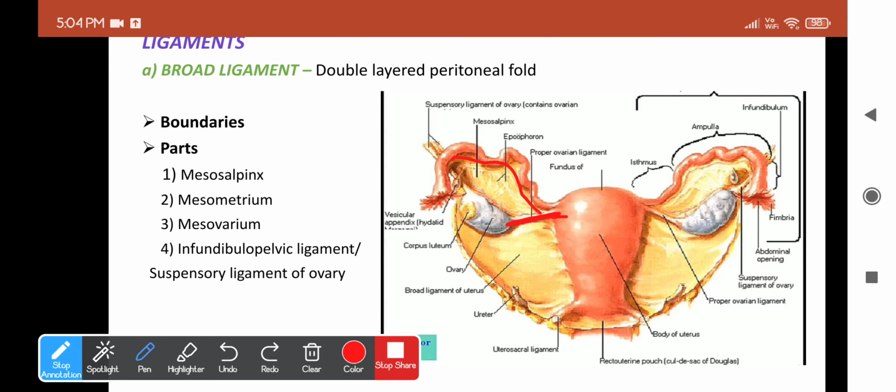This ovarian ligament will connect your uterine pole of the ovary, or the lower pole, to the cornu. As I said, cornu will have few structures attached to it. So it will extend from the ovary to the cornu of the uterus, and this will form the proper ovarian ligament. And the broad ligament formed between the fallopian tube and this ovarian ligament is called the mesosalpinx.